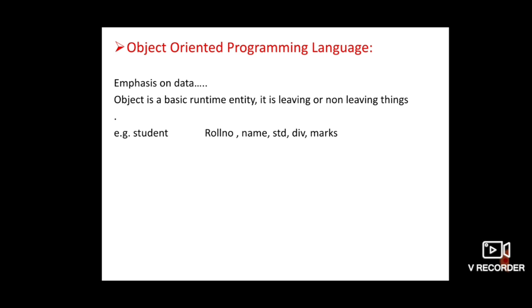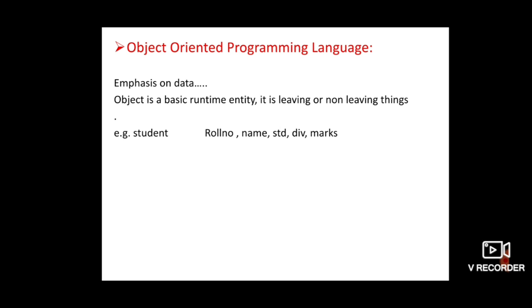Okay, student is an object. Now, here student is an object. An object is a living or non-living thing, so student can be an object. Now what are the attributes of student? Attributes means parameters. Now see, roll number, name, standard, division, marks. These are the attributes of this student.